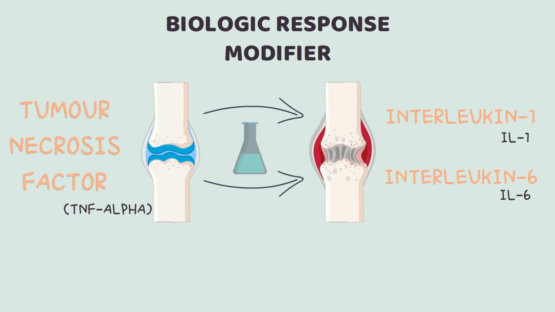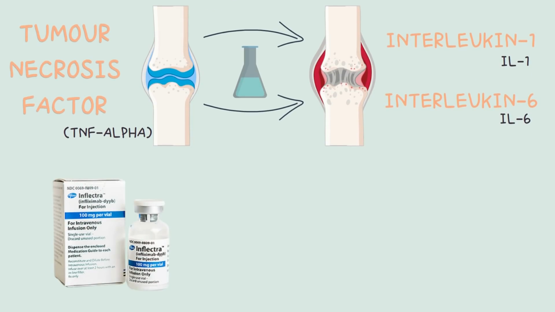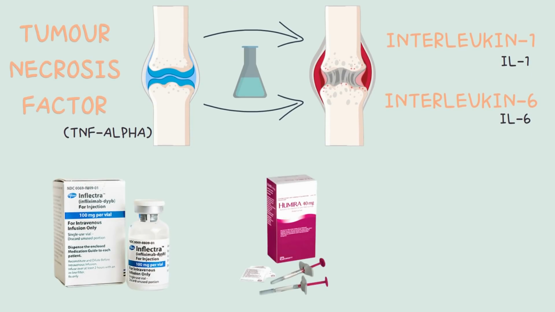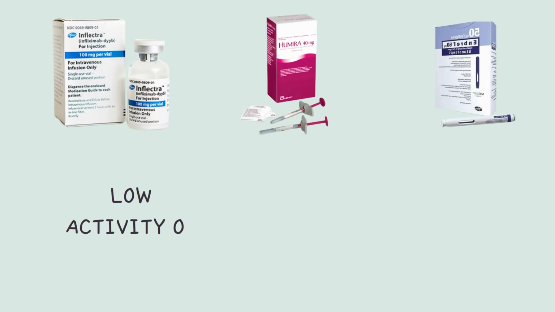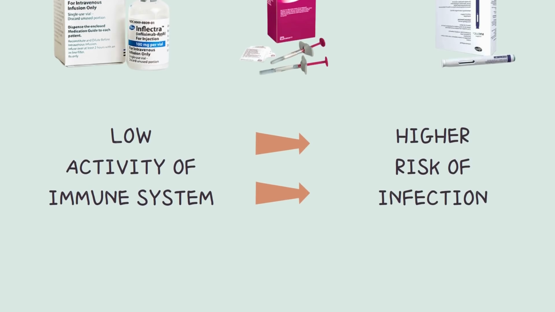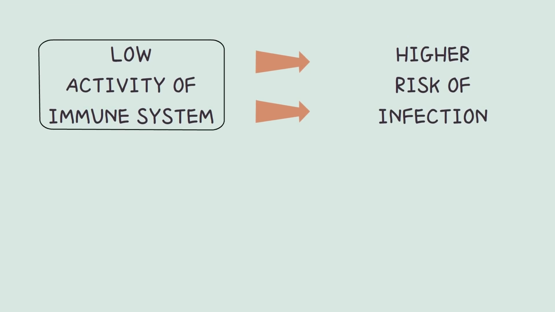Therefore, drugs were developed which specifically target the TNF chemical, and these are known as anti-TNF alpha drugs. These include infliximab, adalimumab, and etanercept. Since these drugs lower the activity of your immune system, they increase the risk of infections. But these drugs do not have serious long-term side effects like most of the other medicines used for rheumatoid arthritis have. But these are costly and not everyone can afford them.